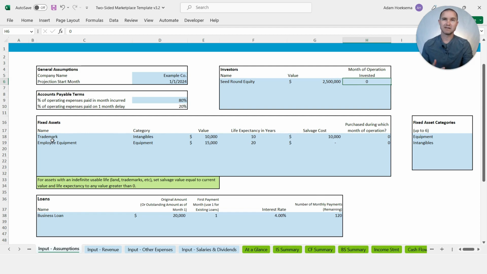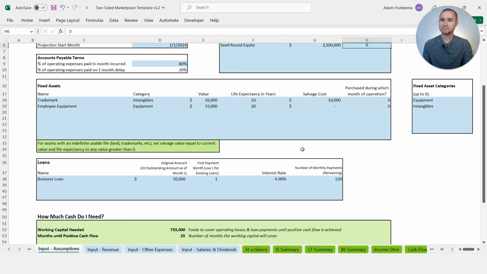You can add fixed assets here. So in a marketplace business, you're probably not going to have a whole bunch of equipment and that sort of thing, but you may have maybe a trademark, some intangible assets, maybe some employee equipment. So you can see how you can enter that in here. And then again, you probably won't have a loan either. Typically, you're probably looking for investment, but if you do have a loan, you have the ability to enter in a business loan here, an amount, what month you'll start making payments, interest rate, and a term in months. So 120 months is a 10-year term.